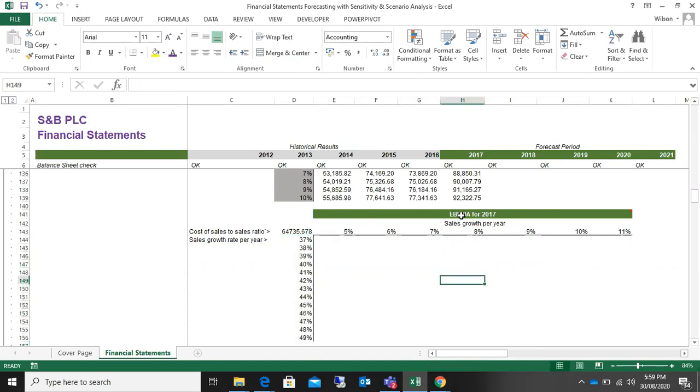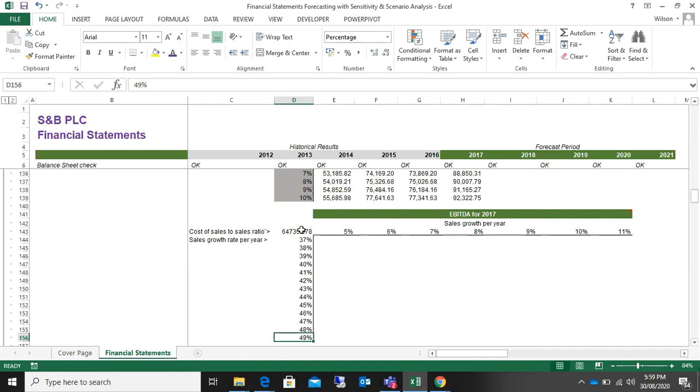Now you see that this is for EBITDA because here management is asking you as a financial analyst, can you tell us what the impact on EBITDA will be for FY 2017 if we have cost of sales to sales ratio between 5 to 11% and sales growth rate per year between 37% to 49%.